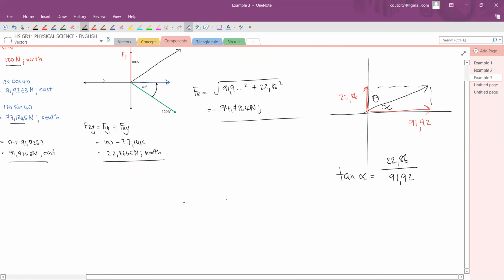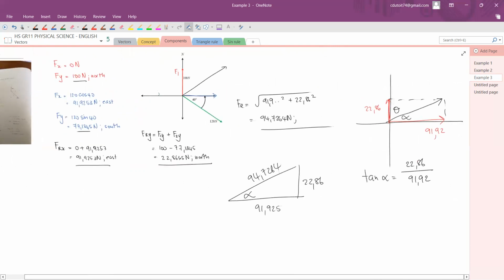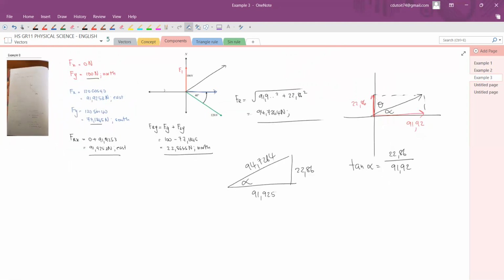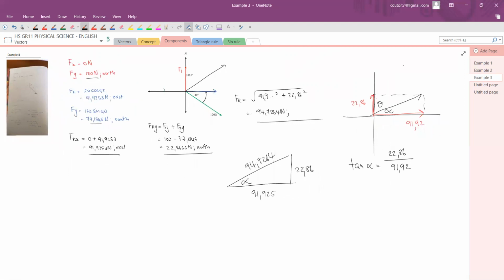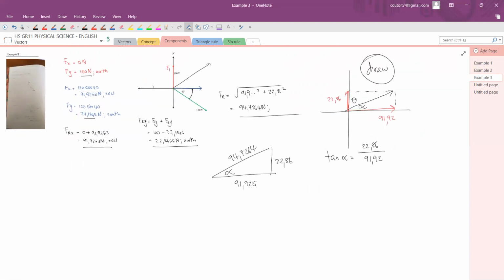So if this is my triangle, then this one was 22,86 and this one was 91,925. And then you got 94,7264 here. And we're looking for this angle there, alpha. So you can use tan of alpha, but then you must use 92. You used 94 over 91. So you wanted, I don't know, the different angle. Okay, it's just a small mistake. That's why drawing this is very important. Okay. Got it, Amira? Yeah. Good.